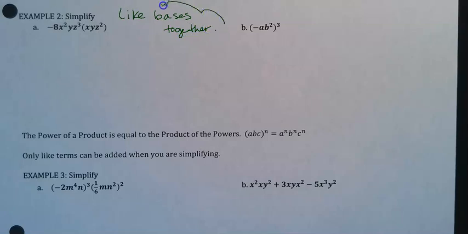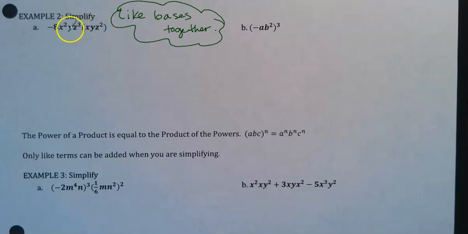And that should help us in doing this. So this is when that commutative property is going to apply. We're going to move some things around. Okay, so here we have negative 8x squared yz cubed times the quantity xyz squared.